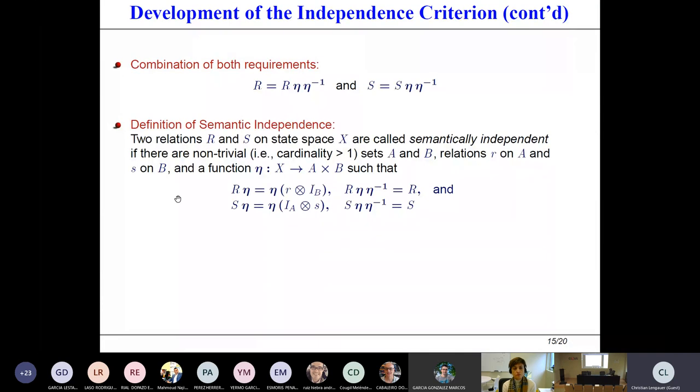I'll read it through. Two relations R and S on state space X are semantically independent if they are non-trivial. It's necessary that your state spaces have more than one element. There exist sets A and B, relations little r on A and little s on B, and a coordinate transformation function eta of X to A cross B, such that these equations hold.